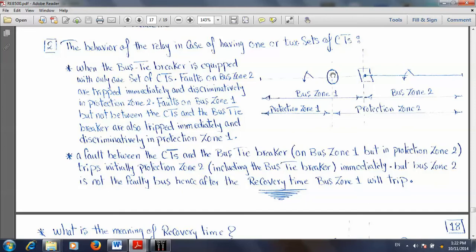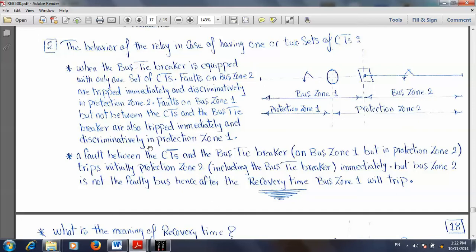In this case, if we have only one CT here, bus zone 1 starts from here up to the circuit breaker. Also bus zone 2 starts from here up to the circuit breaker. But protection zone 1 will start from here up to the CT only, and protection zone 2 will start from here also up to the CT.